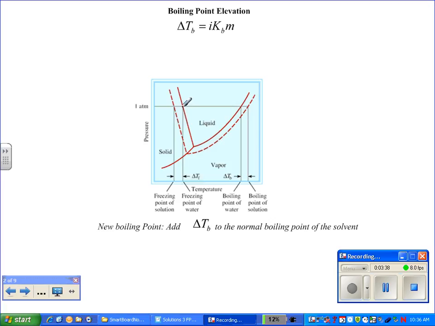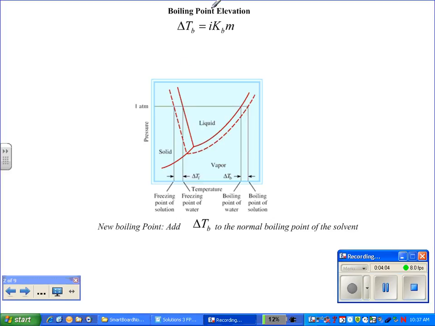At this end of the diagram, where we're looking at the phase change from liquid to a solid, or freezing, you can see that the solution has a lower freezing point than that of the pure liquid. This is the normal freezing point at 1 atmosphere, and this is the freezing point of the solution. The difference here is delta TF, or the change in the freezing point.